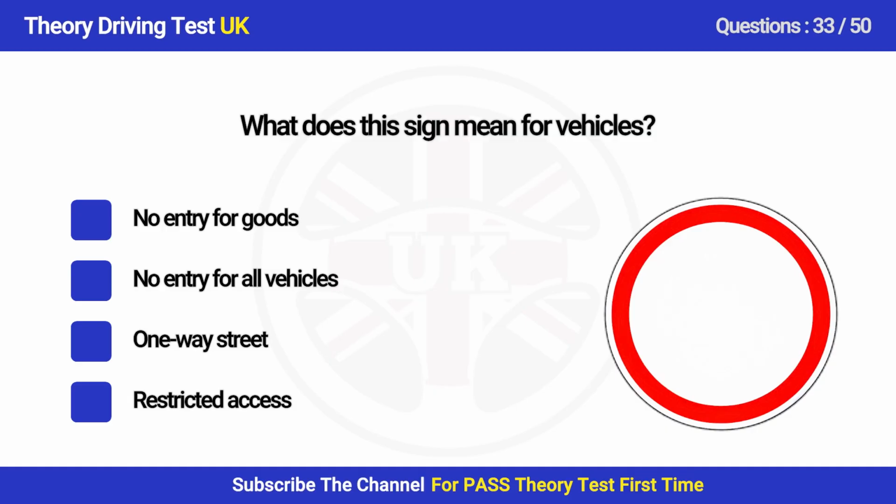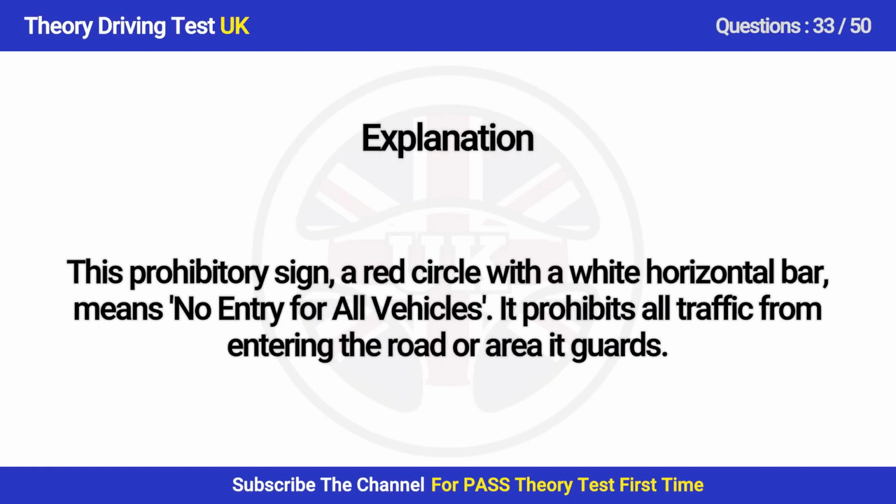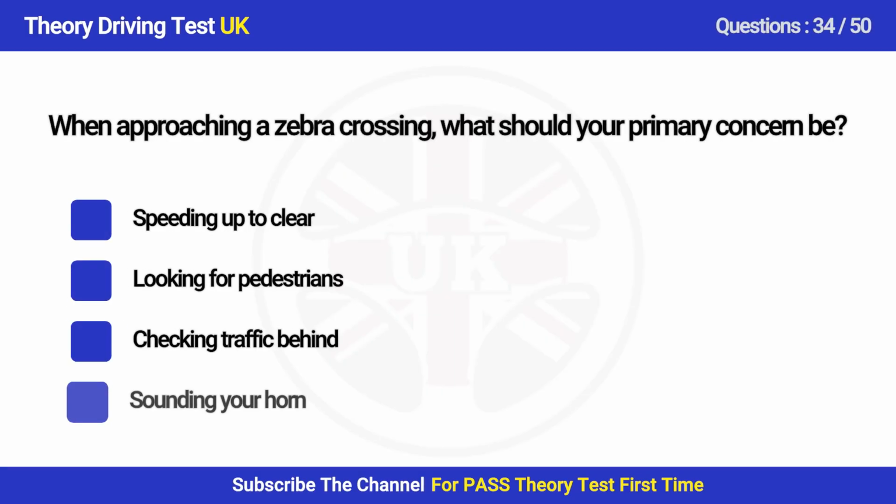A. No entry for goods, B. No entry for all vehicles, C. One-way street, D. Restricted access. Answer is B. No entry for all vehicles. This prohibitory sign, a red circle with a white horizontal bar, means no entry for all vehicles. It prohibits all traffic from entering the road or area it guards. Question 34. When approaching a zebra crossing, what should your primary concern be?